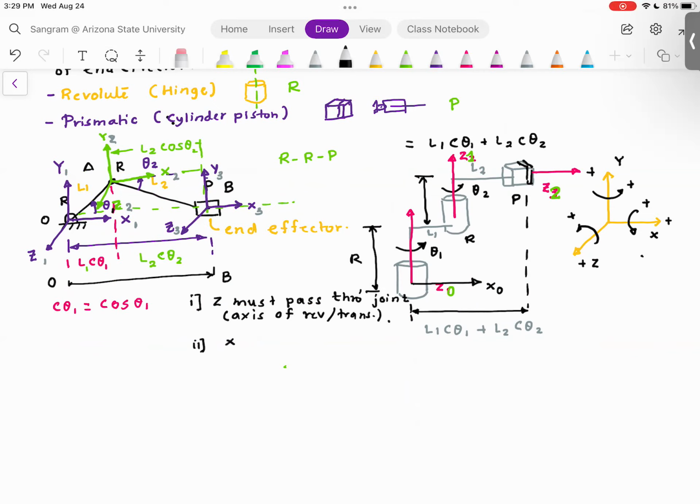Second, and this is the important rule: xn must intersect Zn and Zn minus 1. And it will take some time to get used to this rule. But what that means is, if I want to draw x1, I have two choices. I can draw x1 like this, right? This could be a potential x1. Agreed? I can draw this x1.